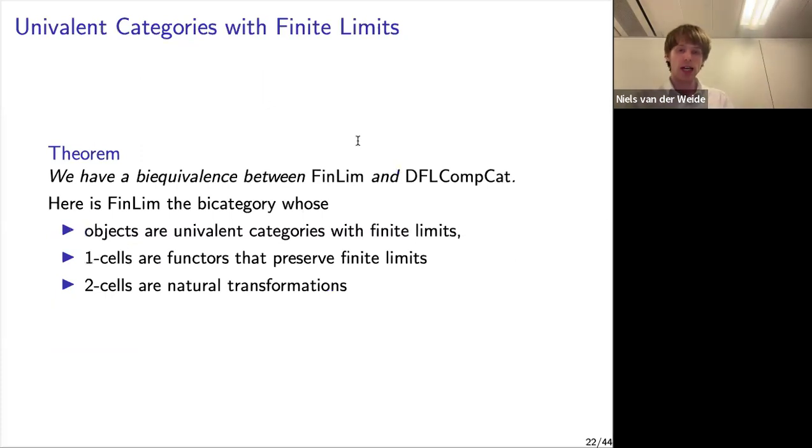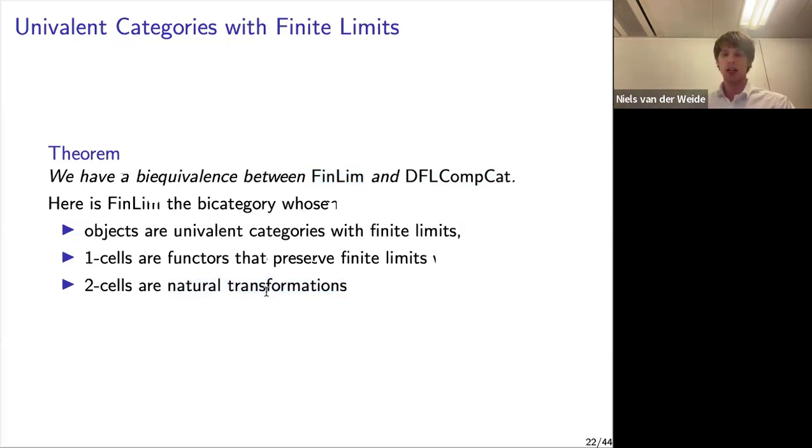So now let's look at the first theorem of interest, saying that the bicategory of univalent categories with finite limits, and the thing that I just discussed, are biequivalent. And this was the first theorem by Clairambault and Dybjer. So a brief recap of what this one is. Objects are categories with finite limits. One-cells are functors that preserve finite limits. And the two-cells are natural transformations.